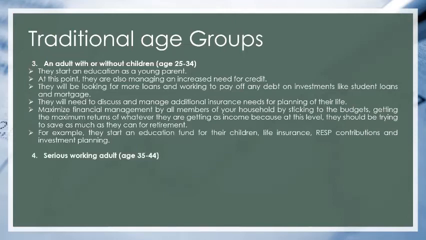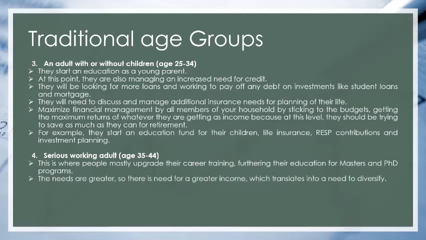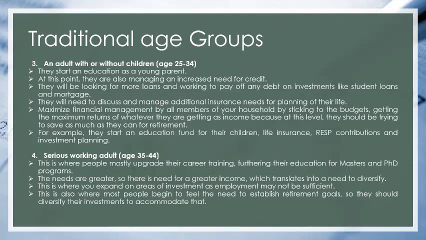4. Serious working adult, age 35 to 44. This is where people mostly upgrade their career training, furthering their education for master's and PhD programs. The needs are greater, so there is need for a greater income, which translates into a need to diversify. This is where you expand on areas of investment as employment may not be sufficient. This is also where most people begin to feel the need to establish retirement goals, so they should diversify their investments to accommodate that. For examples, repayment of debt and additional insurance needs.